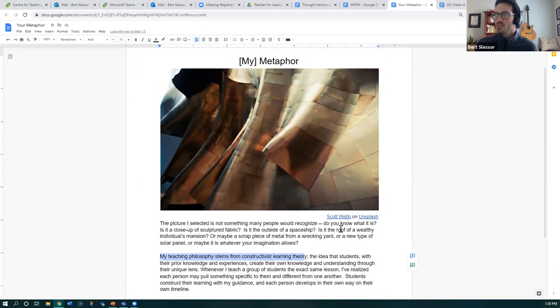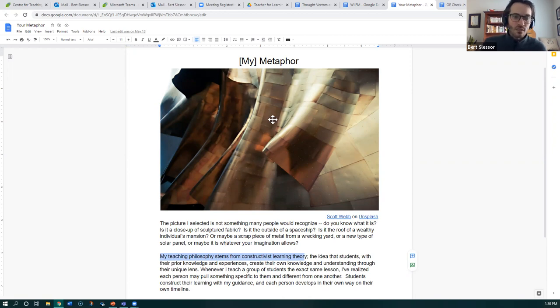I asked the question at the beginning, you know, what is it? Is it sculptured fabric? Is it outside of a spaceship? Is it the roof of a wealthy person's mansion? Or is it a scrap piece of metal from a wrecking yard? To give you the idea that you might look at this image and it might mean nothing to you, or it might mean something specific to you that's much different than me. And that's sort of like my constructivist philosophy in a nutshell as a metaphor.